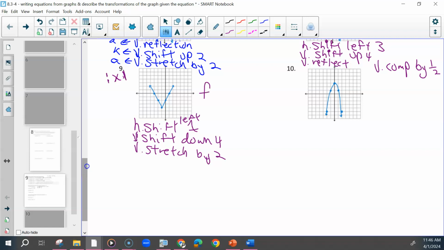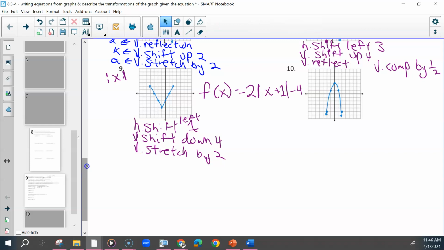So then how would we write that? F of x equals 2, just leave it as simplified as possible, so just 2, absolute value of x, plus or minus 1? It would be plus. Whatever you're thinking, left is usually negative, but do the opposite, put plus. And then minus 4. Okay. Questions on that one?